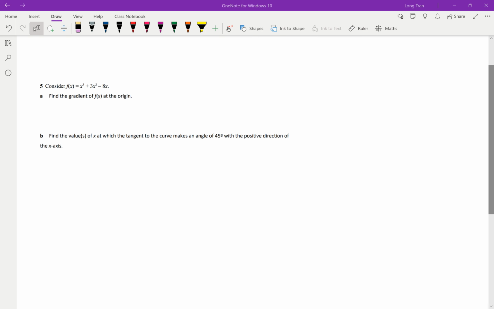Hey there, Andre. So in your question, the function is a cubic function. If you have a look here, f of x is equal to x cubed plus 3x squared minus 8x. So it looks like a positive cubic function. Hypothetically, let's say it looks something like this, right?